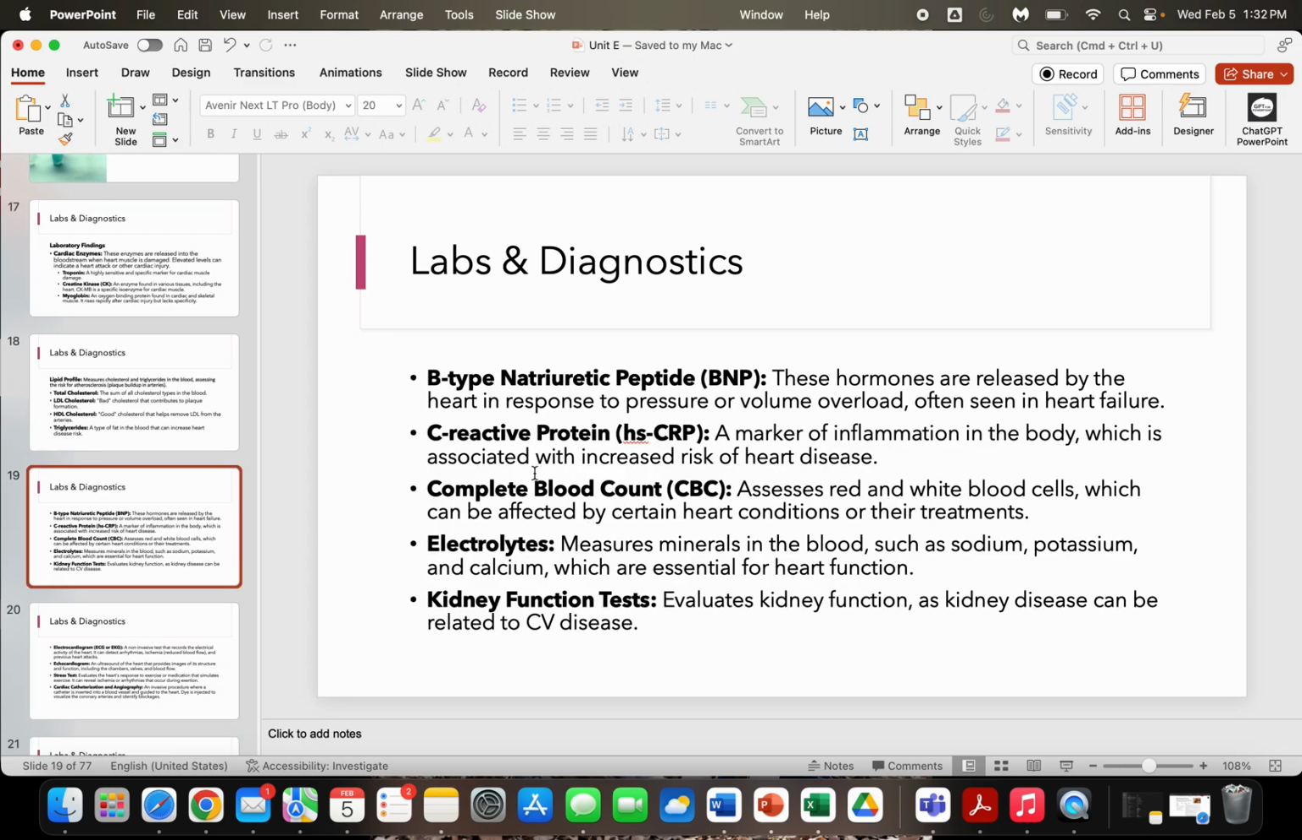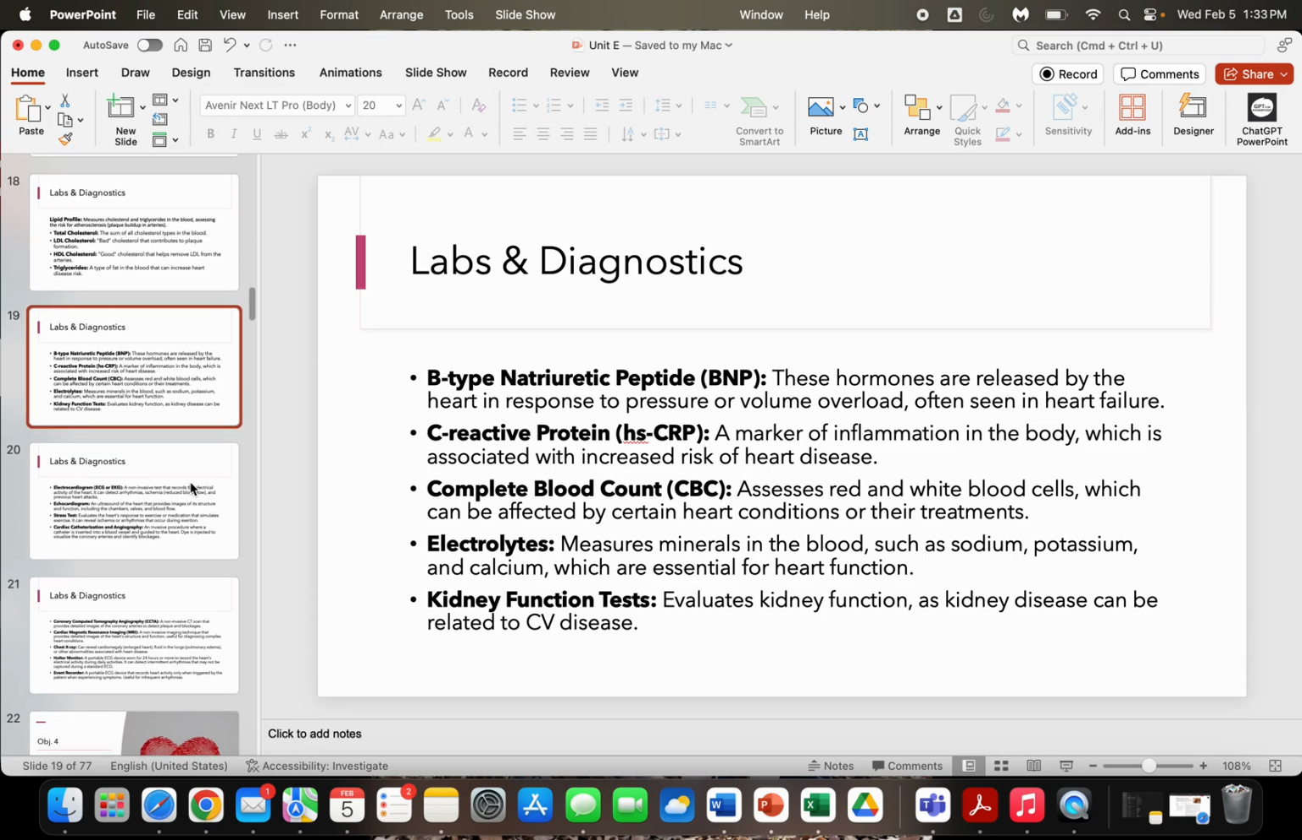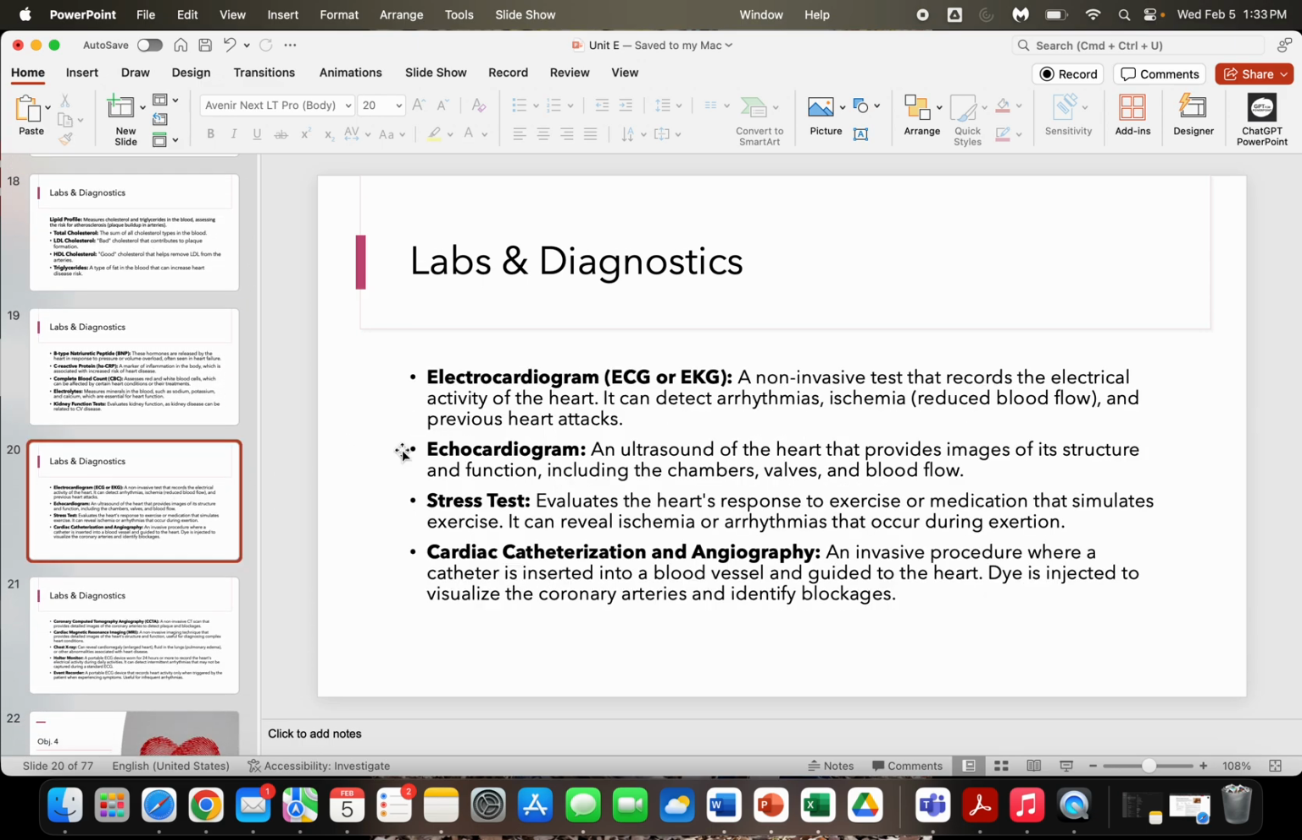Other things you might see, a complete blood count, every now and again. Other electrolytes, like we talked about in our last lecture, different electrolytes have the potential to affect cardiac function. So we always need to know if that's the cause for a cardiac problem, right? Is potassium too high? Is sodium too high? Like, is there other magnesium, calcium? All of those things are very important to cardiac function, right? And then kidney function tests, right? We always want to make sure we're monitoring those things.